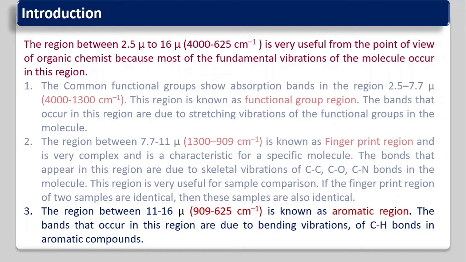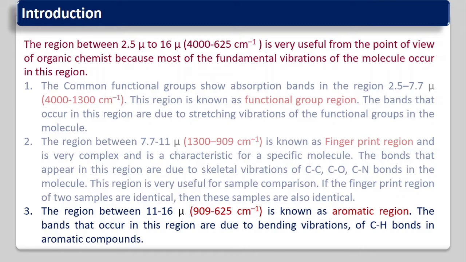So this is the basic idea to identify the functional groups. So these are the three regions. We have to observe these three regions. The main region is the functional group region, that is 4000 to 1300 centimeter inverse. So you conclude what functional groups the molecule contains. You are getting the information from this region, that is which functional groups are present in the molecule. If your peak area is around 909 to 625, you conclude that your molecule contains aromatic compounds.